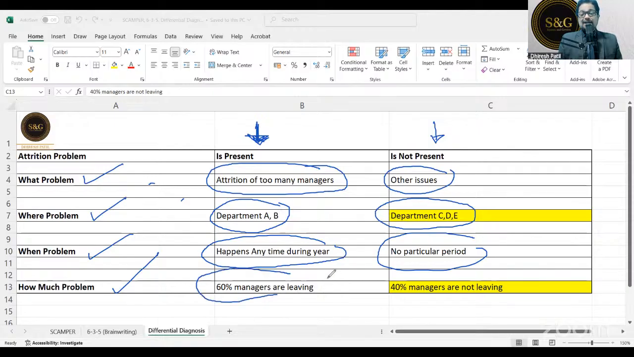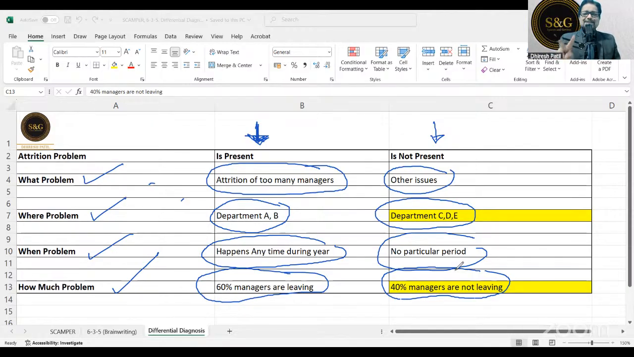60% of managers are leaving. 60% is a big number. But on the other side, 40% are not leaving as well. So if you do this differential diagnosis, you will come to know a very important observation. Just observe these yellow ones. Departments C, D, and E have no attrition or very little attrition problem, and 40% of managers are not leaving.